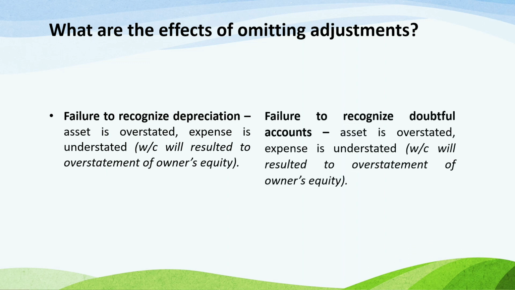Failure to recognize doubtful accounts. The pro forma entry to recognize doubtful accounts is debit bad debt expense and credit allowance for bad debts. If we fail to prepare the recognition for the bad debts, our assets are overstated because we did not have the contra account which is to be deducted from our assets to get the net realizable value of our accounts receivable. It will also result in overstatement of owner's equity because we failed to recognize bad debt expense, so our expenses are understated, our net income is overstated, and thus there is a resulting overstatement in owner's equity.